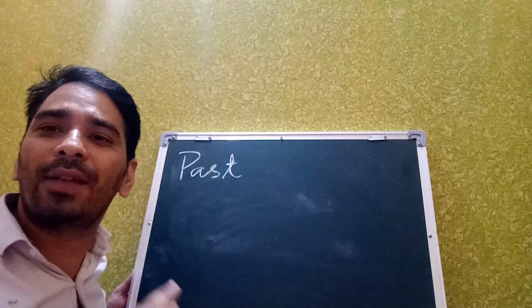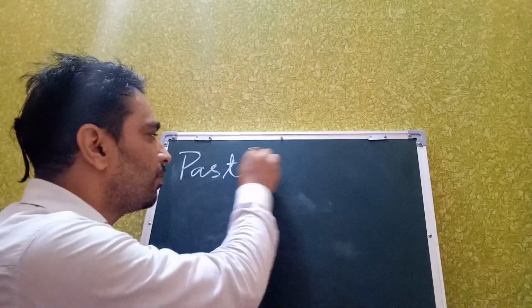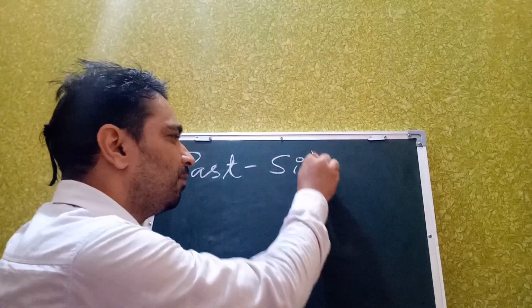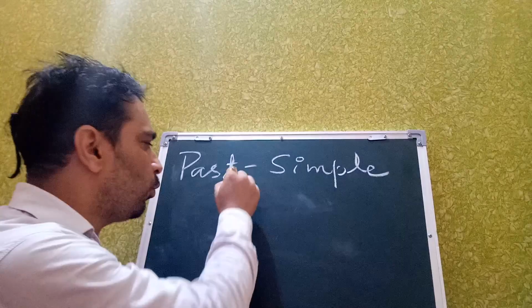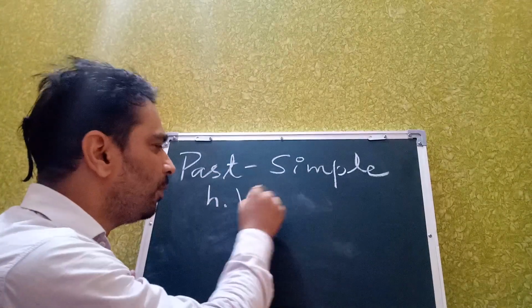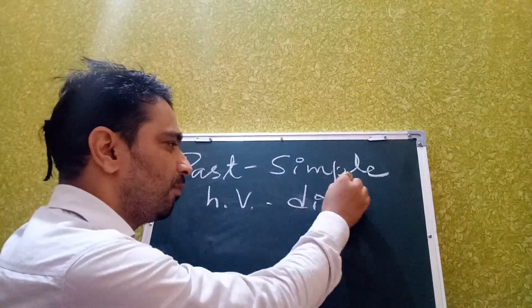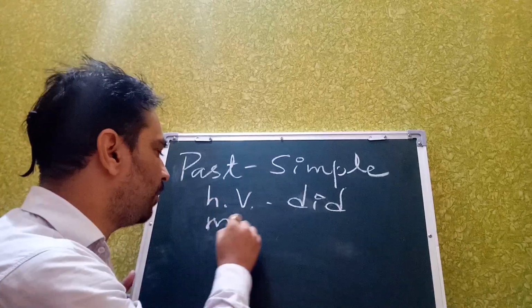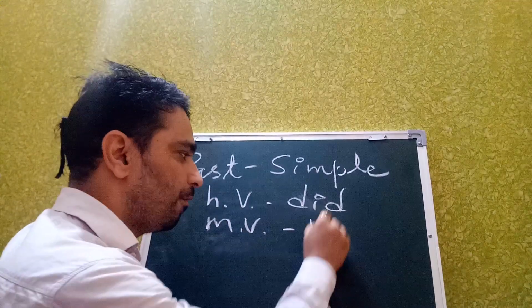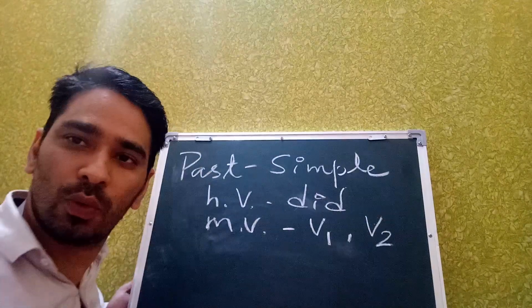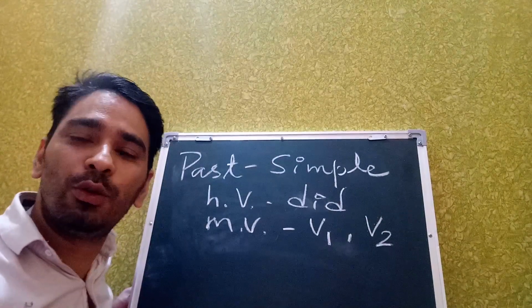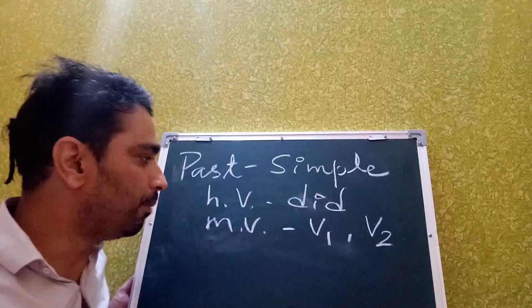Past means what has already happened. So if we talk about simple or indefinite past, the helping verb we use is did. The main verb that we use is V1 and V2. V1 and V2 we use as a main verb.